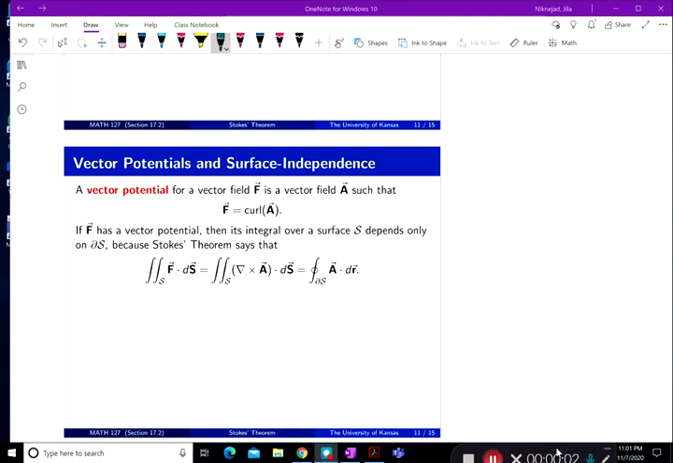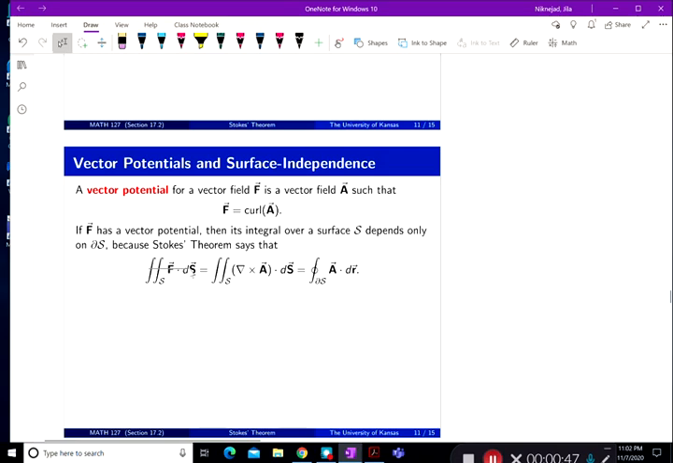We're continuing with section 17.2, Stokes theorem, and we want to discuss vector potentials and surface independence. Before explaining what surface independence means, we have to explain vector potentials. A vector potential for a vector field F is a vector field A such that F is equal to the curl of A. So if F has a vector potential, then its integral over a surface S depends only on the boundary of S because of Stokes theorem, and this is how it goes.